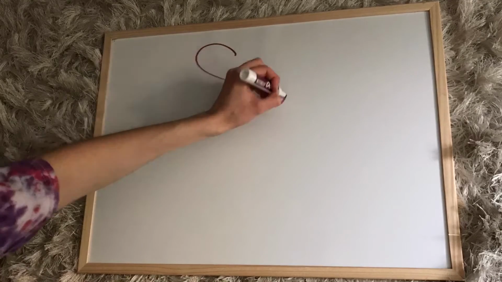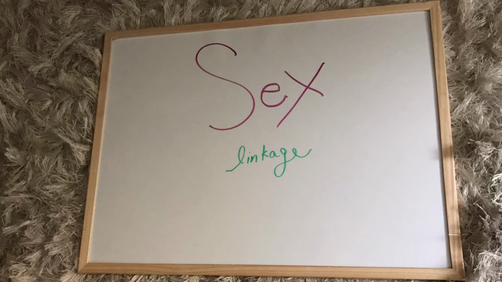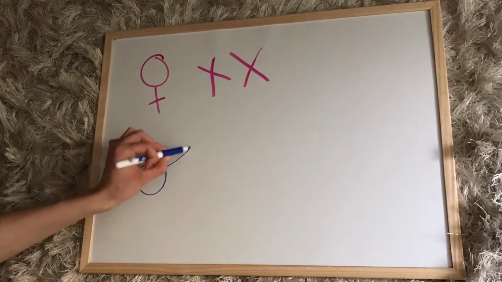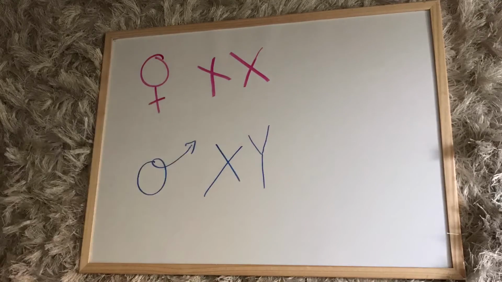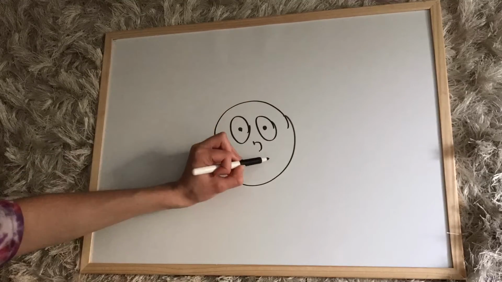So let's talk about sex linkage. Now, in order to understand what's going on, we have to have a little bit of background knowledge on chromosomal inheritance. So women have 2 X chromosomes and men have 1 X and 1 Y. This chromosomal difference is what makes us biologically men and women.